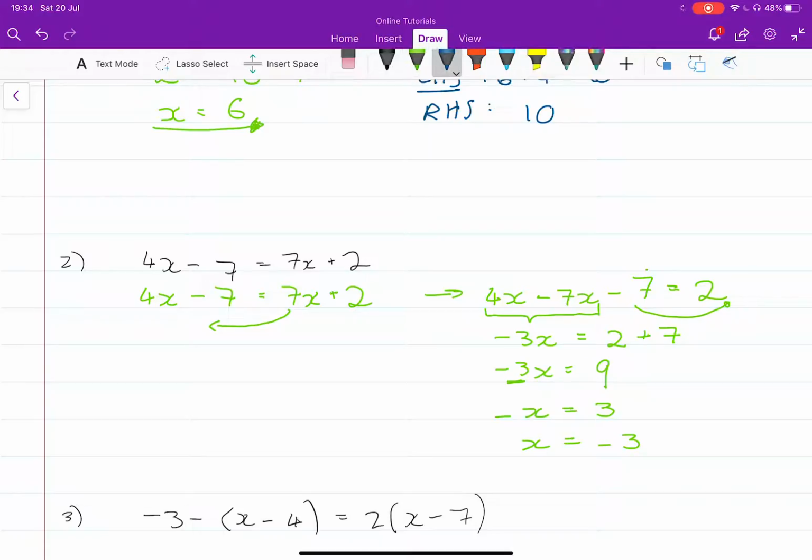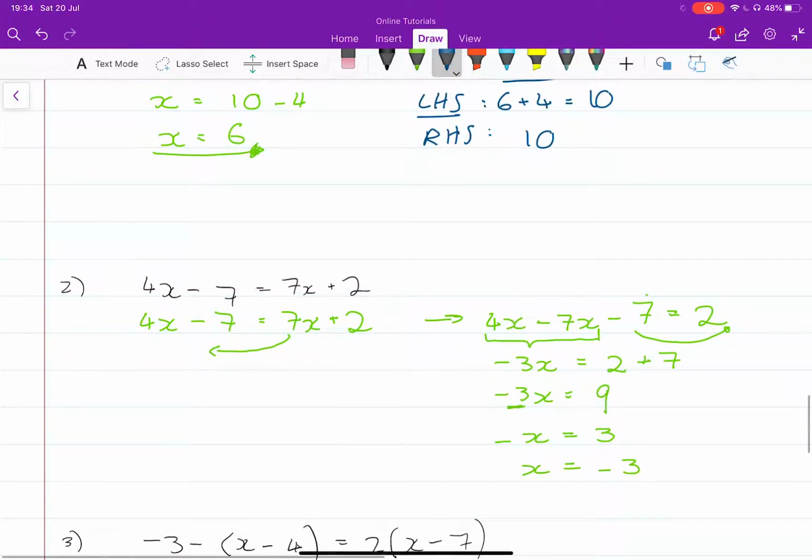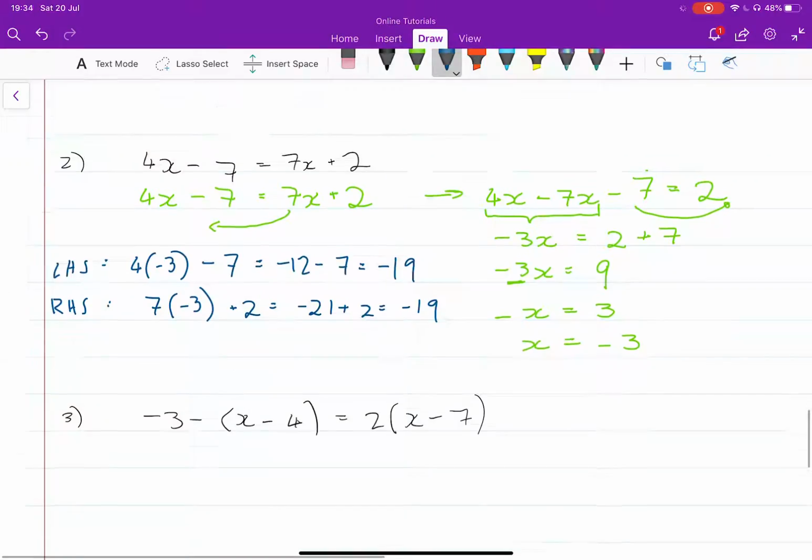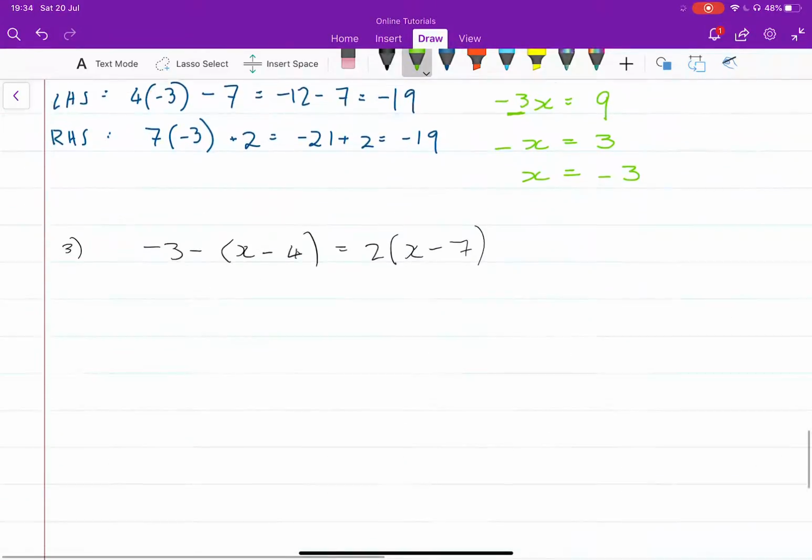Let's substitute values in and just make sure that's correct. So on our left-hand side, we have 4 times minus 3 minus 7, which is equal to minus 12 minus 7, which is minus 19. So that's our left-hand side. And our right-hand side is equal to 7 times minus 3 plus 2, which is equal to minus 21 plus 2, which is equal to minus 19. So we now know that that answer is correct.